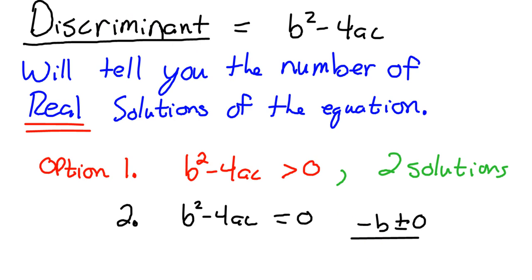So you wind up having just the negative b, and that's going to be over 2a whenever you plug this in. So that whole plus or minus is just irrelevant, because when you add or subtract 0, it doesn't do anything. So all you're left with is that negative b over 2a, which means you're only going to have one solution.